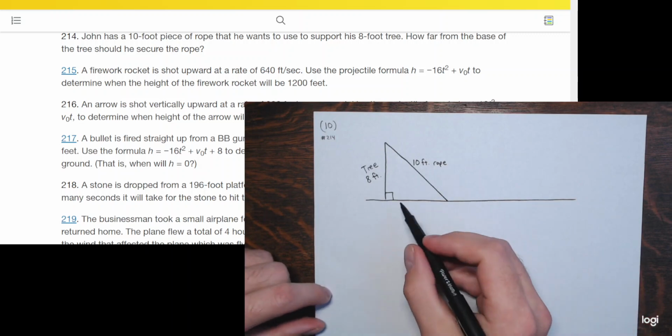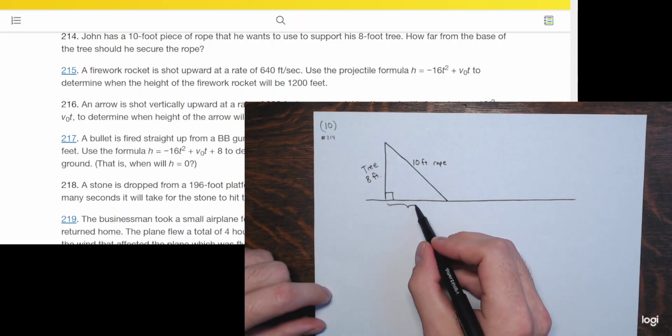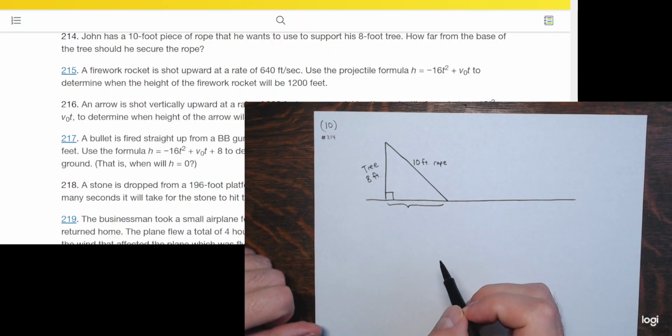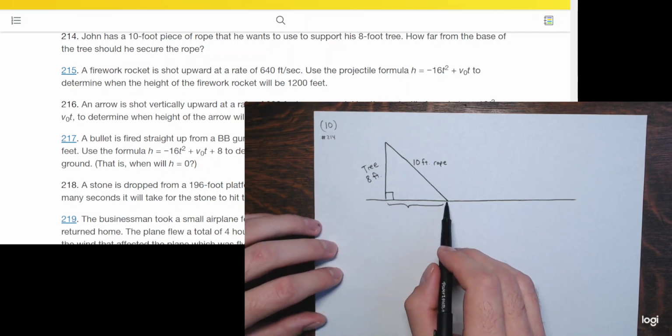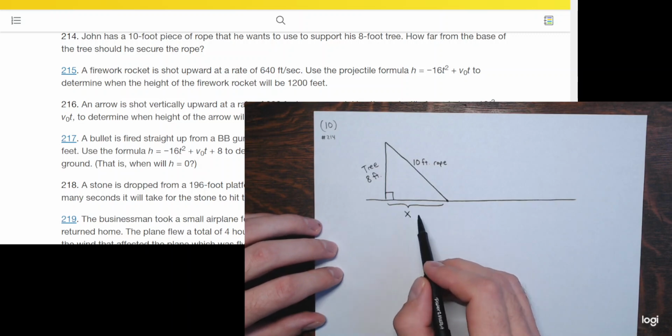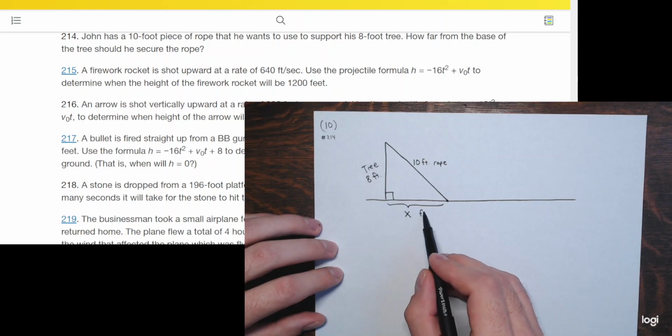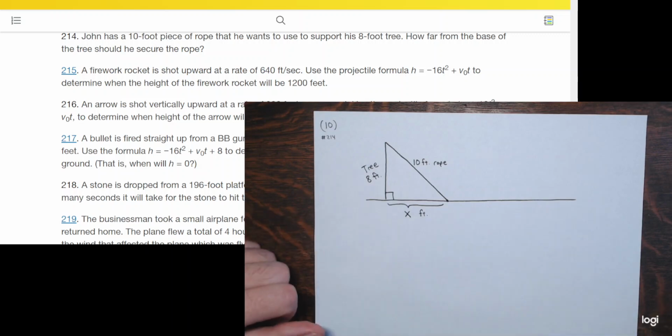And the question is, how far from the base of the tree should he secure the rope? So here's the base of the tree. How far away should he secure the rope to the ground? So I'm going to call that x. x feet. And do you see the right triangle here?